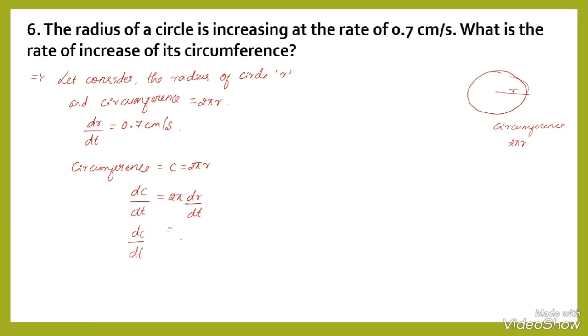So simply I can calculate 2 into pi into 0.7. That is 0.7 into 2, 1.4 pi centimeter per second. This is the result of the given problem.